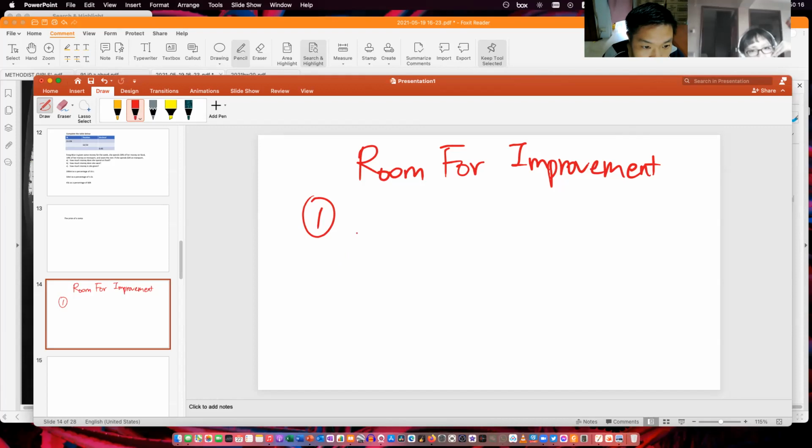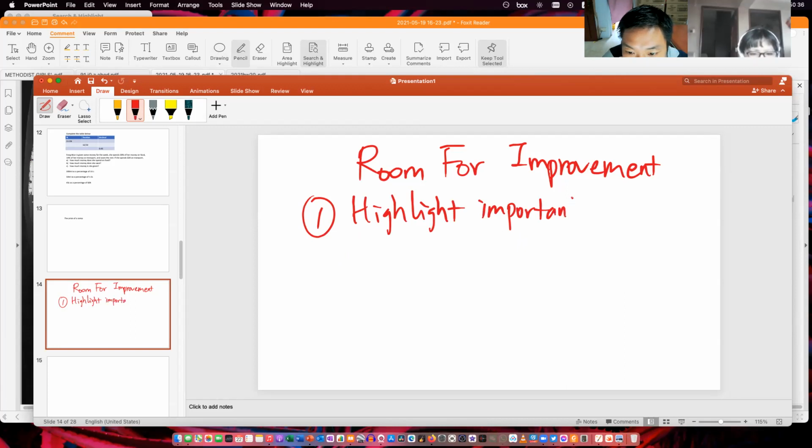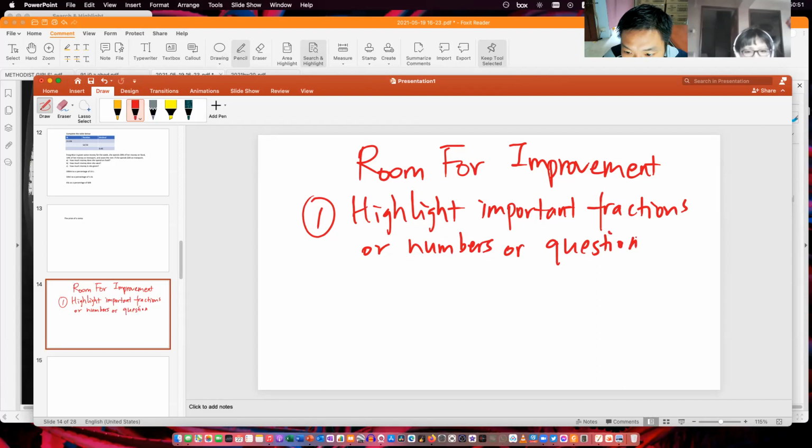Use like a highlighter to like. Highlight what? Highlight so you can clarify which one is which. Correct. Highlight the important fractions or numbers or questions. Right? So that you don't look at the wrong things, right?